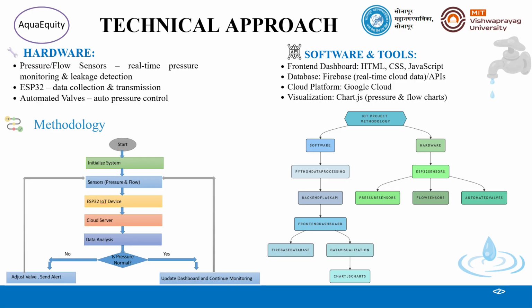The methodology has a block flow: start, initializing the system sensors, ESP32, cloud server, data analysis, and then decision making, after which the appropriate coding is done. The software and tools are HTML, CSS, JavaScript, a Firebase database, the Google Cloud platform, and Chart.js for visualization. The process flow block diagram describes Python processing, backend APIs, the front end, and Firebase.